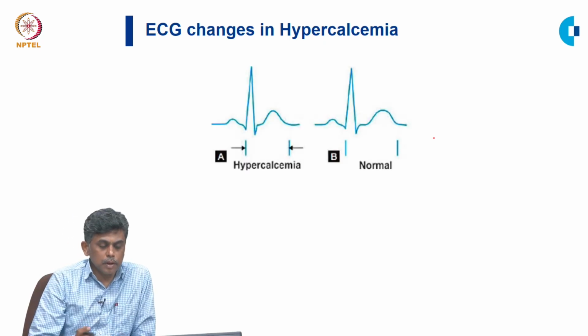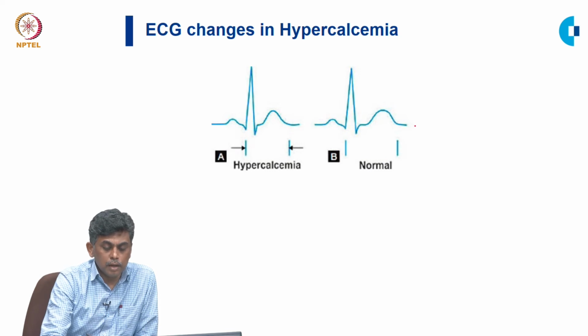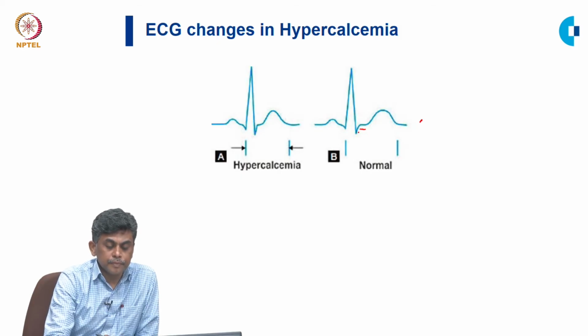So this is the normal ECG, and this is the ST segment. So this is a small ST segment here, and this interval is called as QT interval. So that is from the start of the Q wave to the end of the T wave. This is called the QT interval. So normal QT interval is around 440 milliseconds.